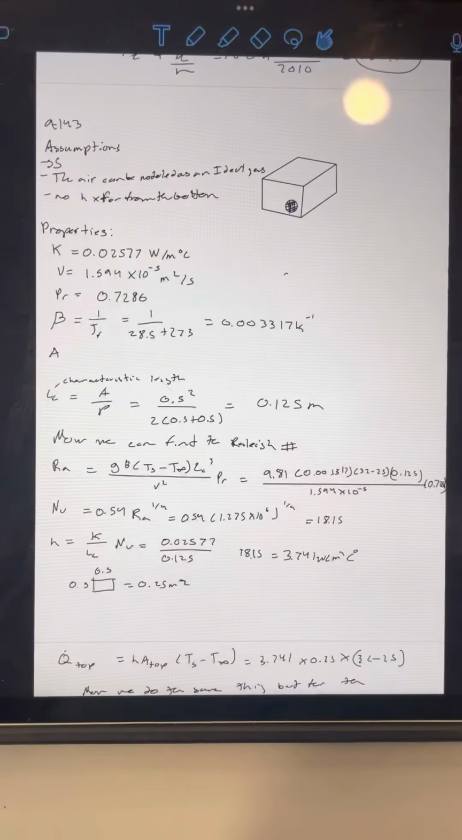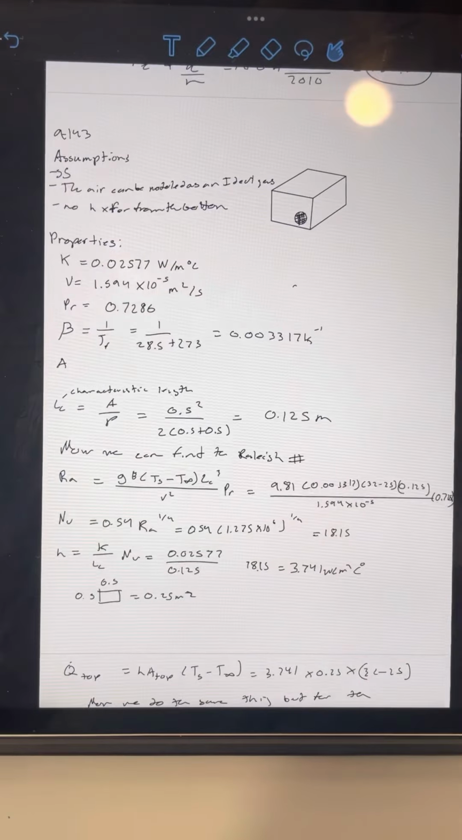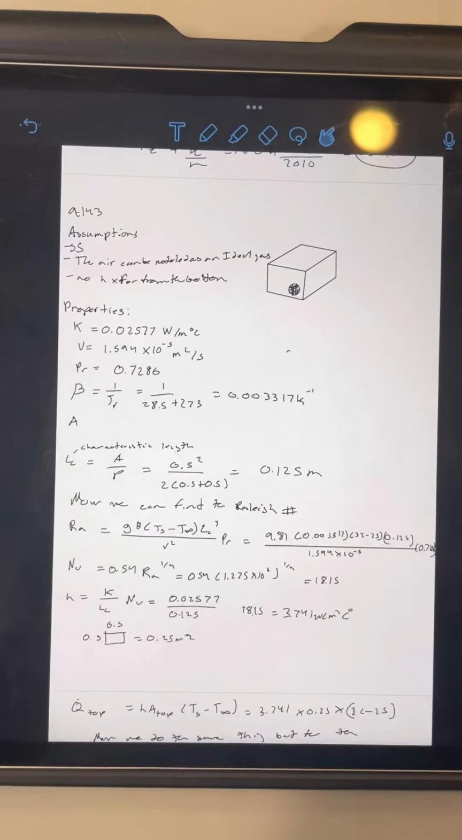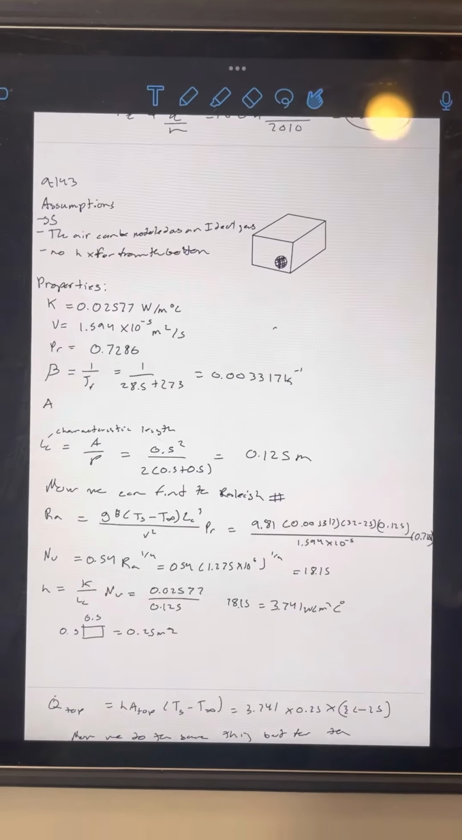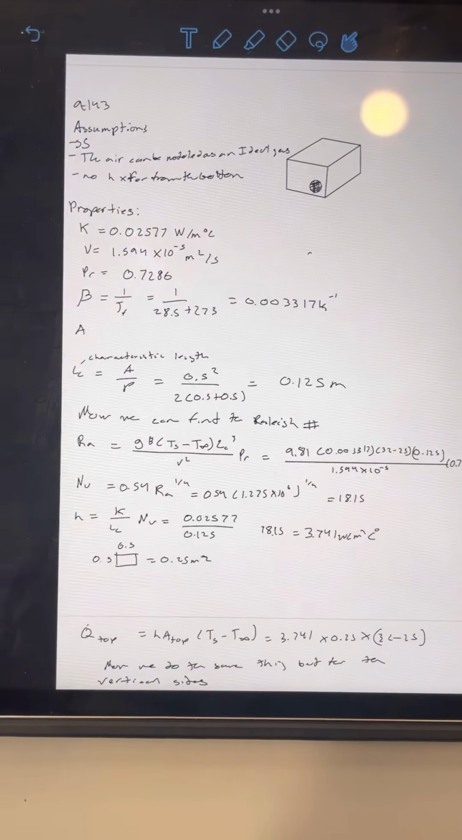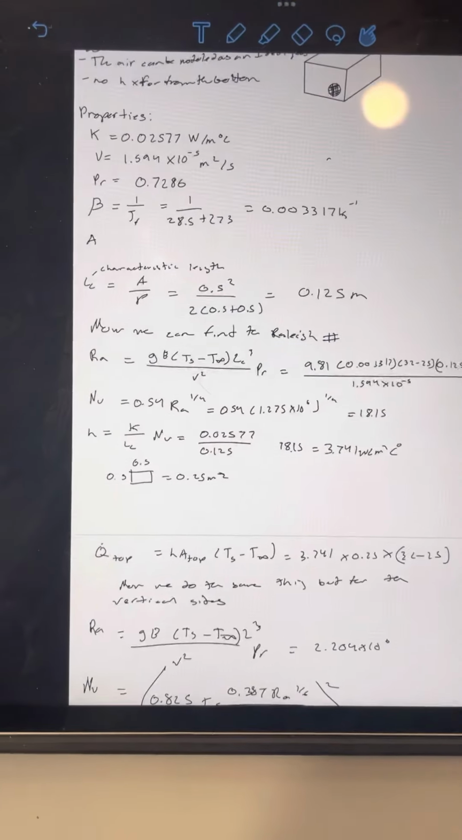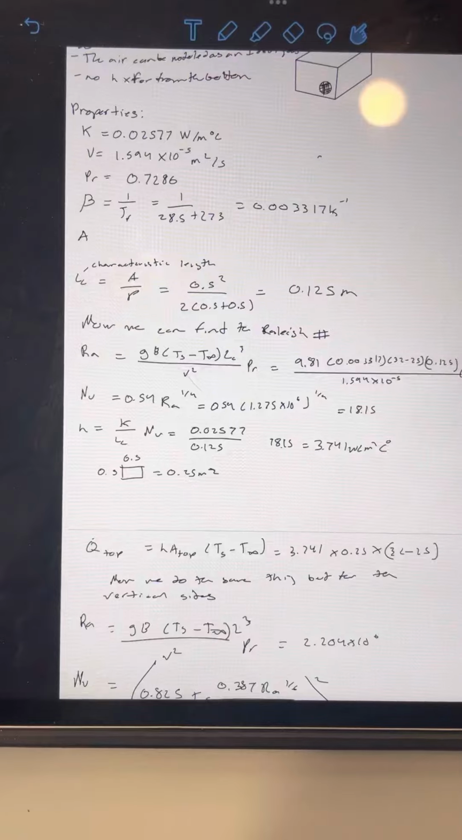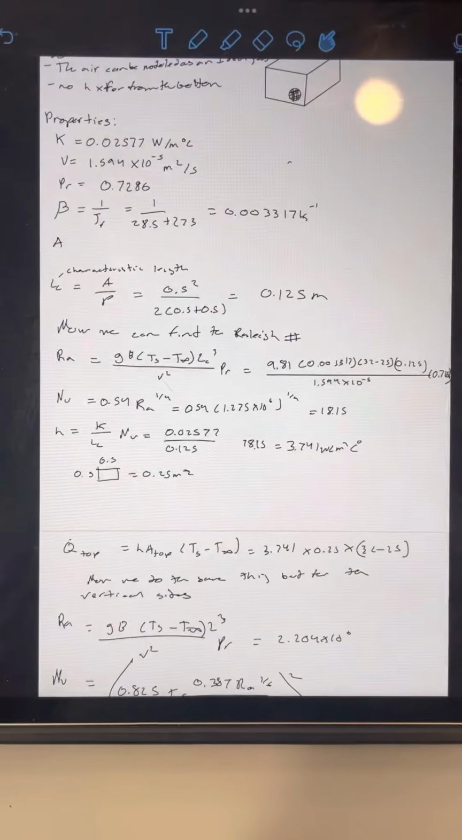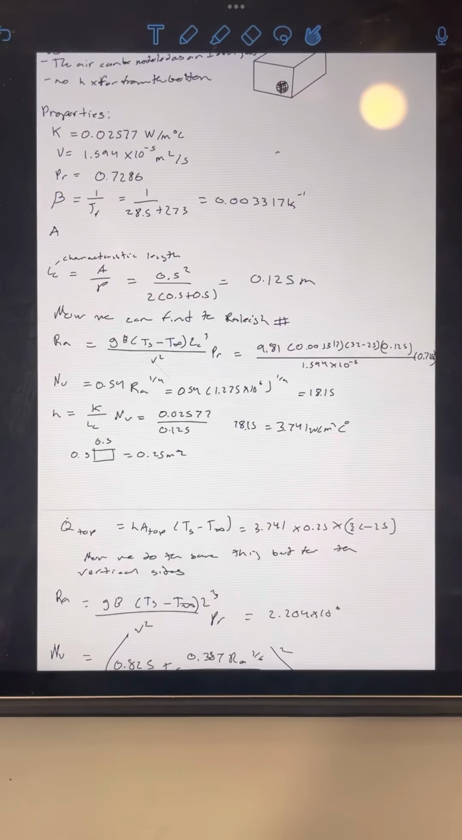Okay, for the next one, 9-143, there's a box, and it's naturally convecting air through its sides and the top, and we assume that no heat is being transferred from the bottom. And then we found the characteristic length. We found the Rayleigh number, which I'm a little confused on. I don't even know what that is. That was a solutions thing for sure.